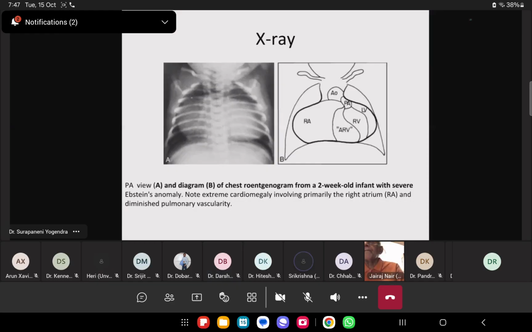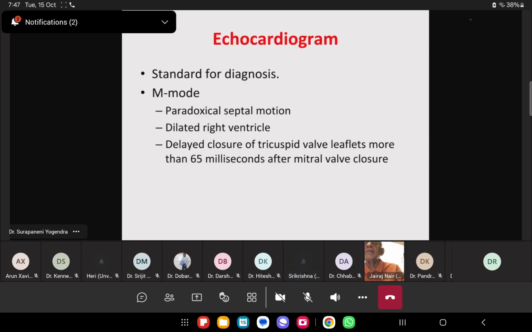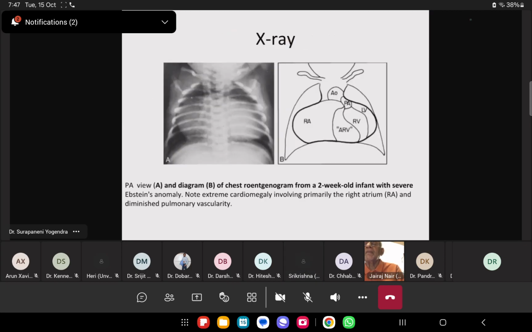This is a PA view X-ray, and later one is a diagram showing. This X-ray shows extreme cardiomegaly involving primarily the RA and diminished pulmonary vascularity. The diagram shows the size of the RA compared to the rest of the chambers.